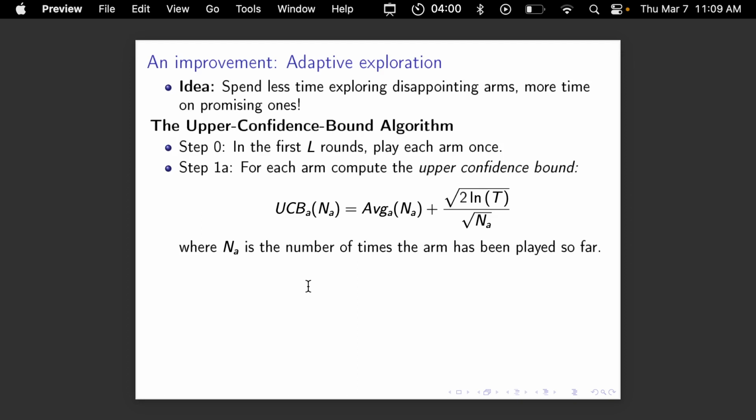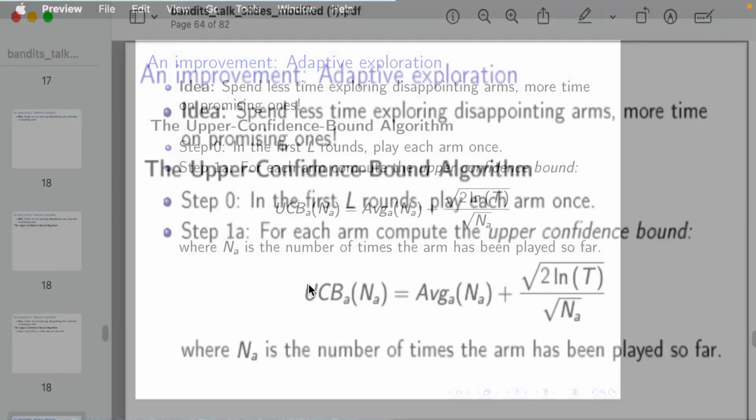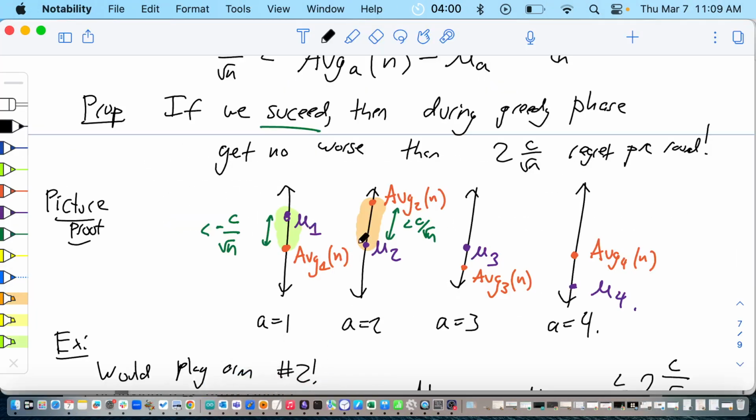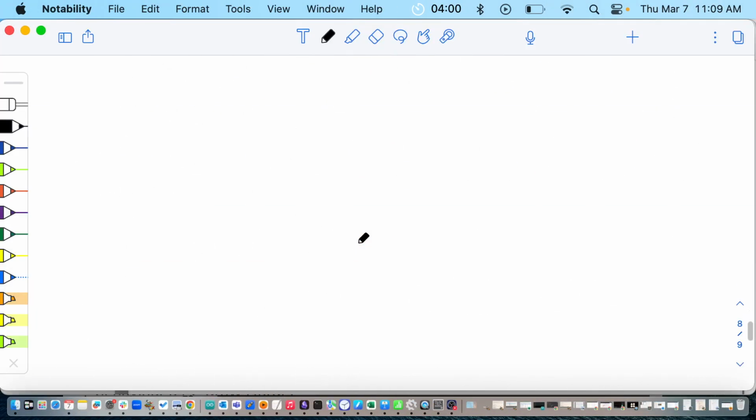What this is going to do is the arms that we have not tried many times get a big boost. So you can think of the average as getting a boost depending on 1 over the square root of the number of times we've tried it. I'm going to draw this as a picture just for you guys to see. So I'm going to redraw this picture with the number lines. I think this is the right way to think about it.